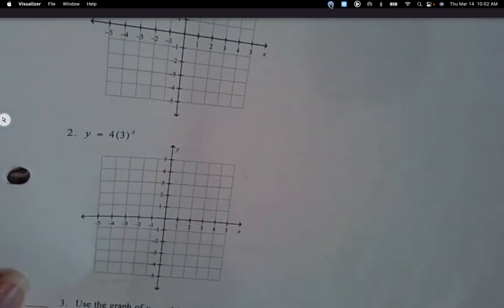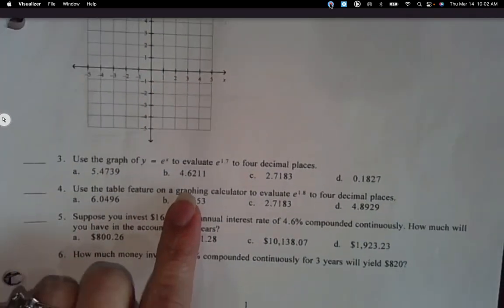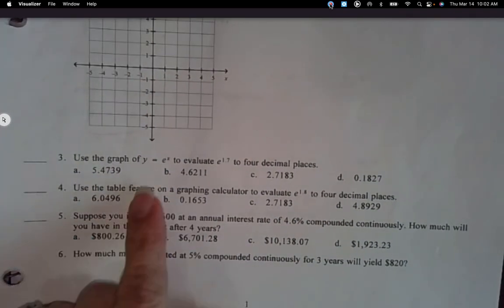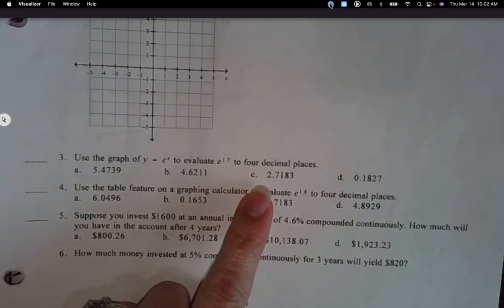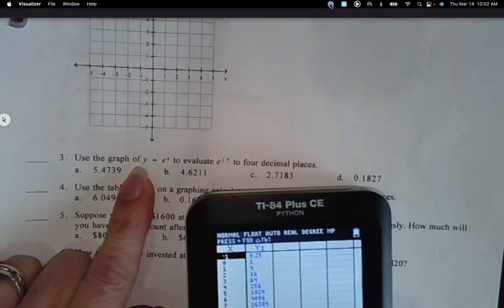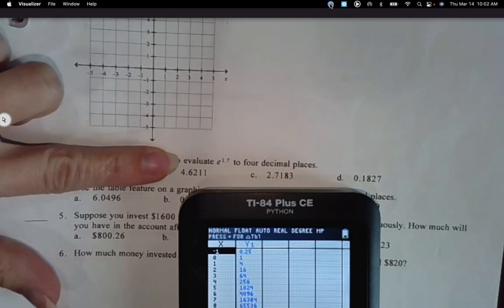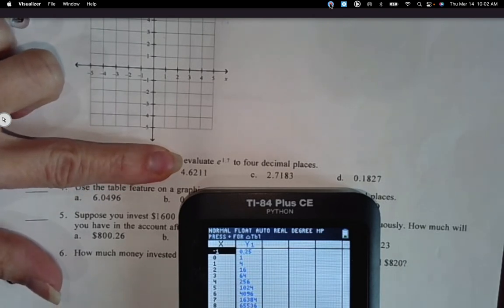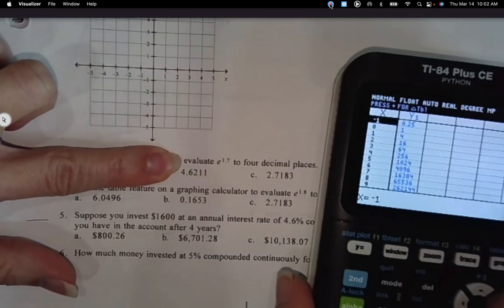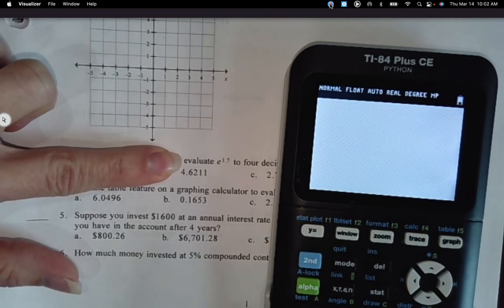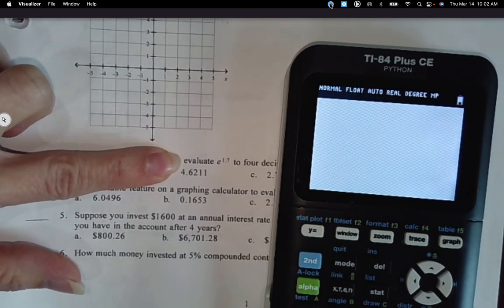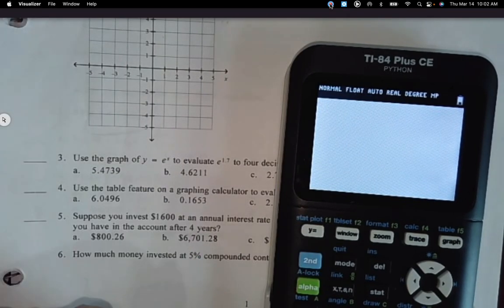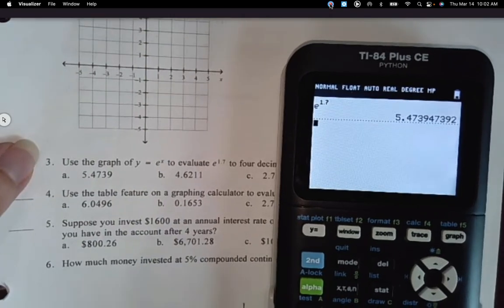Okay. Number 3 is on there. This one bothers me because it says use the graph. Ignore that. It wants me to evaluate. Just skip all this. What does that say? Evaluate e to the 1.7. So in my calculator, go back to your normal screen and do the E button. That's on the LN key. And then you're going to type in 1.7, and it gives you your answer.